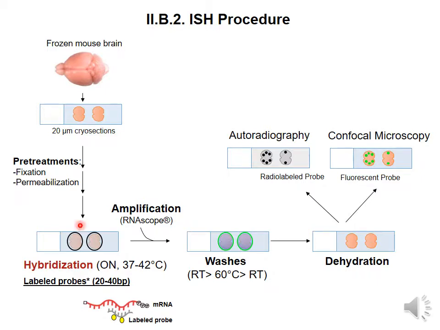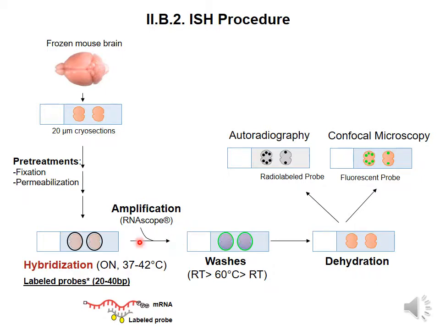After these pre-treatments, we follow with the hybridization step, in which the tissue is put in contact with the labeled probes. And basically, this is what is happening. We have the messenger mRNA that will be hybridized by the labeled probe. And as we mentioned earlier, there are different ways of labeling probes. Depending on which labeled probe you decided to use, you may need an amplification step, for which an RNAscope is required, that is necessary to amplify the signal of the labeled probe binding to the messenger RNA.